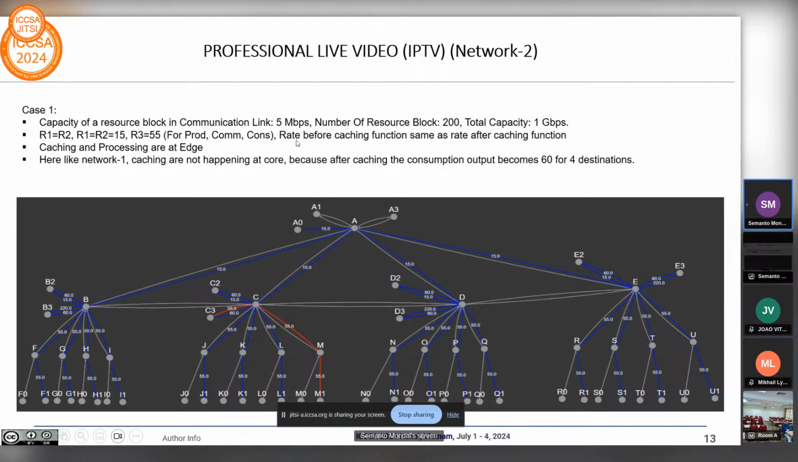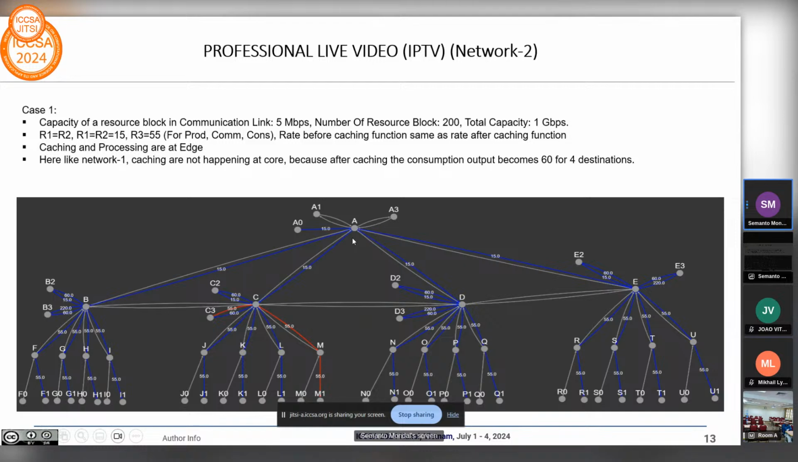So for the 5 Mbps case, we can see the same as the previous one, but here one difference is that the rate before caching and the rate after caching are the same, and the rate after processing is higher than the rate before processing. Why? Because for professional live video, like online streaming, there might be some improvisation of specialized or personalized advertisement after processing. So that's why we expect a higher rate after processing. That's why R3 is greater than R1 and R2 here.